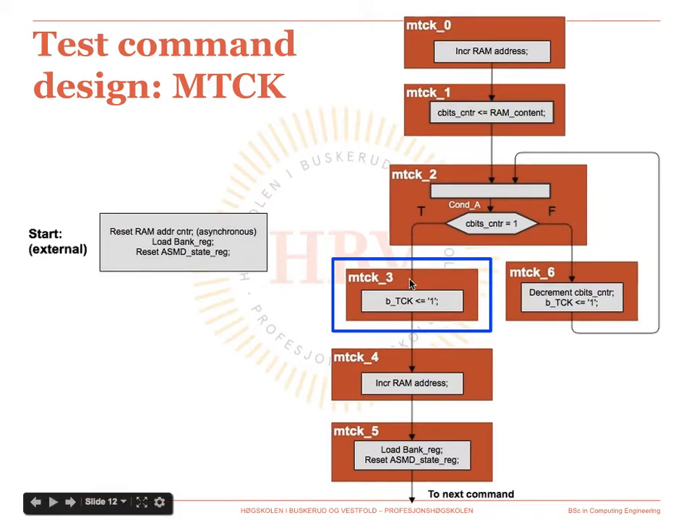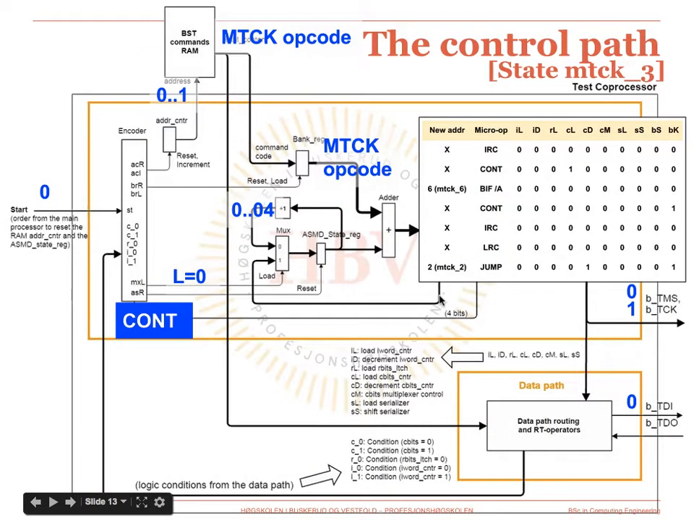In this new state, we set the board test clock pin to 1 and continue to MTCK4. Let's see what happens in the control path. The multiplexer load control input is set to 0, as always in the case of the continue micro operations. Notice that the board TCK pin is set to 1 as required in this state, and that the next value of the ASMD state register will be 4. This takes us from state MTCK3 to state MTCK4, where we will start to prepare the execution of the new test command.